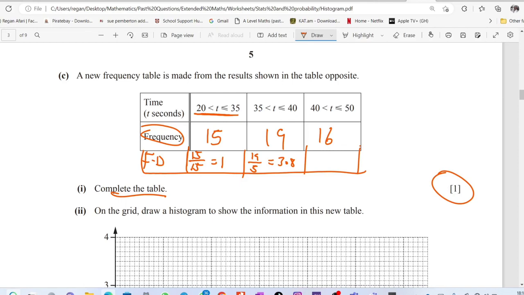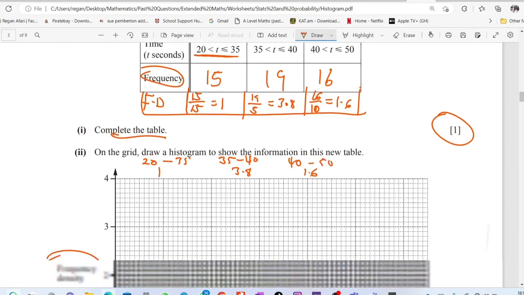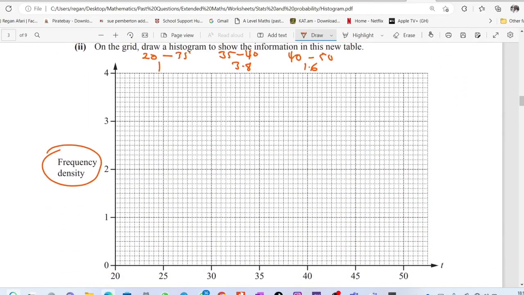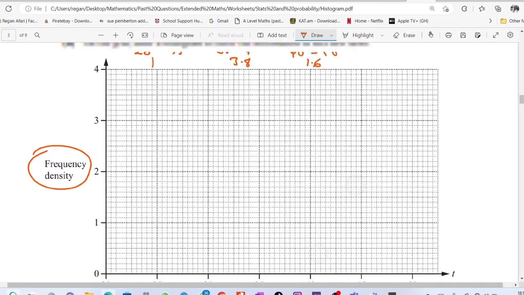And this one you have 19 over class width of 5, and this should be 3.8. Yes, 3.8. And then we have 16 over 10, we have 1.6. So now I want to write 20 to 35 has 1, 35 to 40 has 3.8, and 40 to 50 has 1.6. So that we can look at it and then plot it nicely.